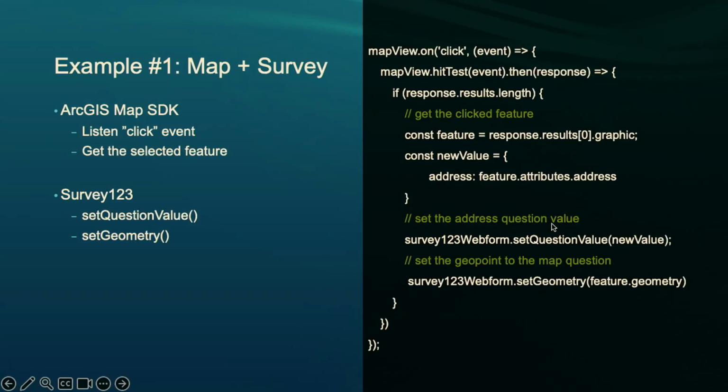Okay, let's look into the code. The left map is created by the ArcGIS Map SDK. First of all, I need to listen to the map view's click event, and in the event listener, invoke the hitTest function to get all the selected features. After getting the first selected feature, what I did is invoke the setQuestionValue function to pass the address from the selected feature attribute to the Survey web app. And for the location, invoke the function setGeometry to pass the location from the selected feature to the map question.